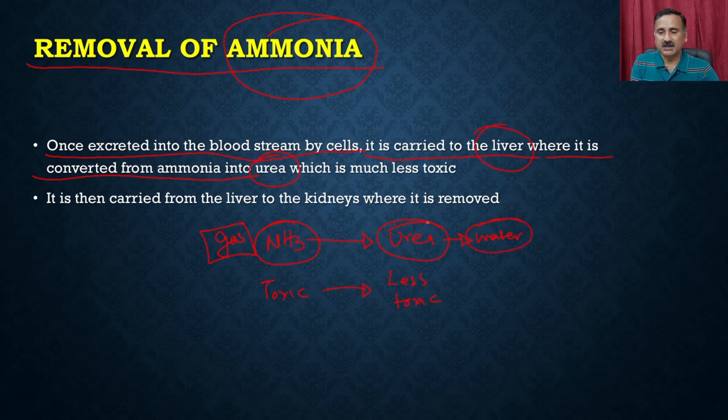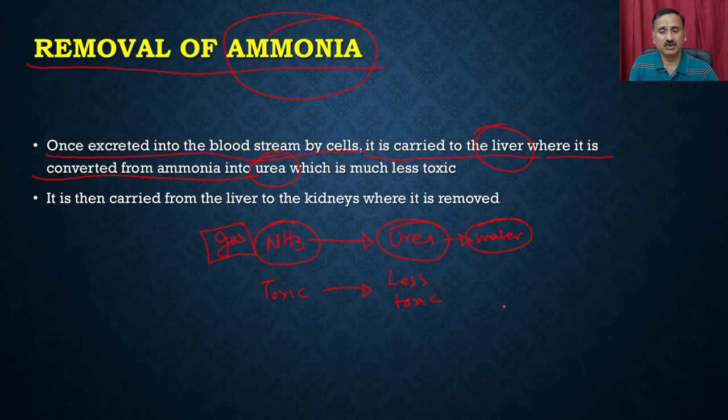And then once it reaches the kidney, it will go through the different types of tubules, ascending and descending tubules, and reabsorption and all that. The urea is going to be concentrated in the form of urine, and that's how the urine is excreted out through the urethra. So it is carried from the liver to the kidney, where it is removed in the form of urine.